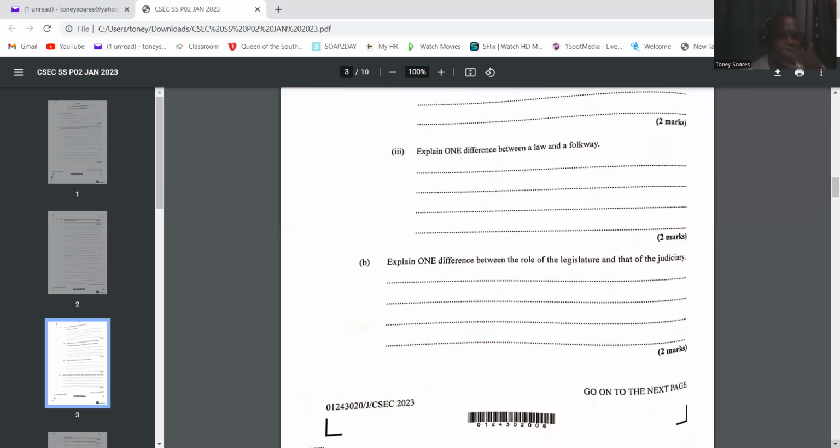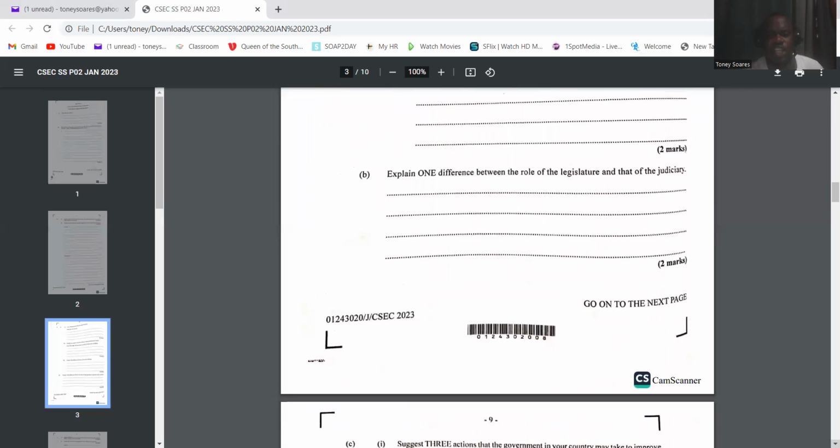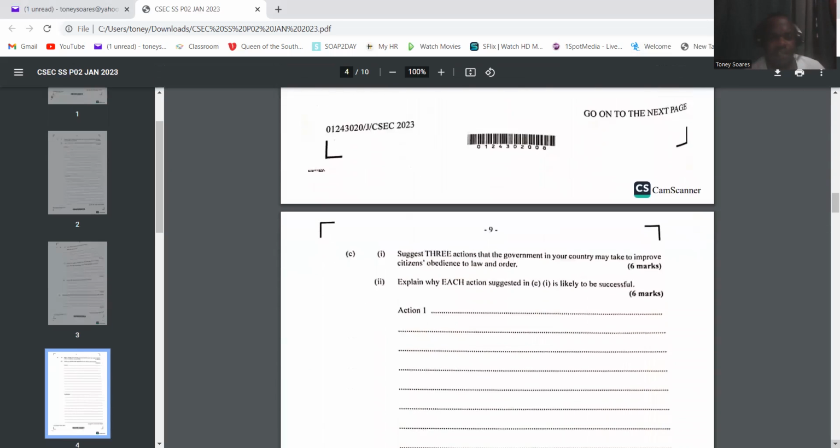All right. Explain one difference between the role of a legislature and that of the judiciary. So the legislature actually creates laws while the judiciary interprets laws that are already created and on the books or in the constitution. That's one difference.